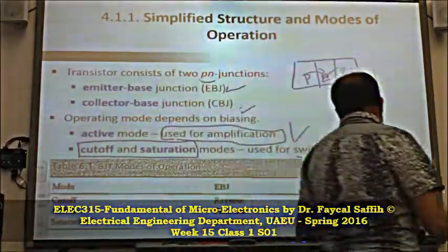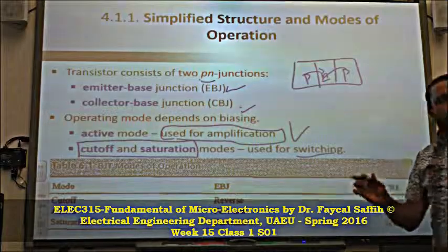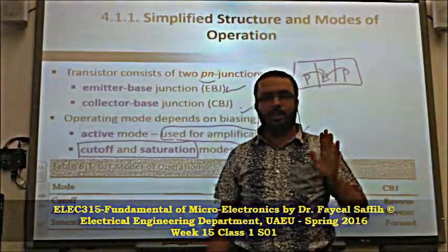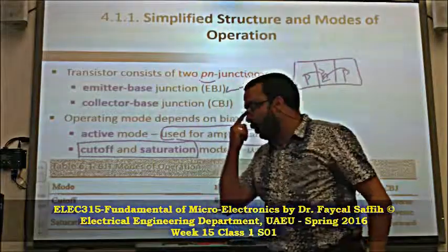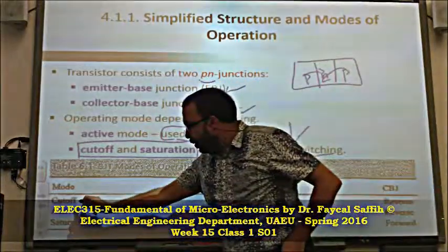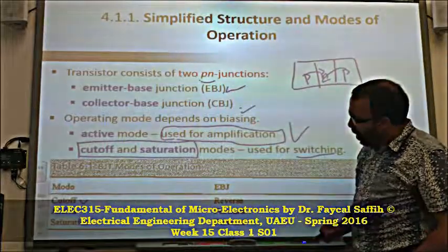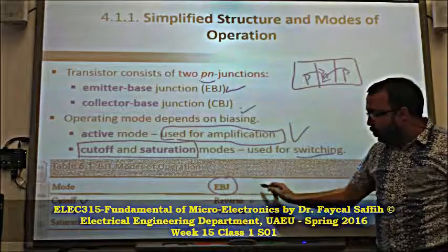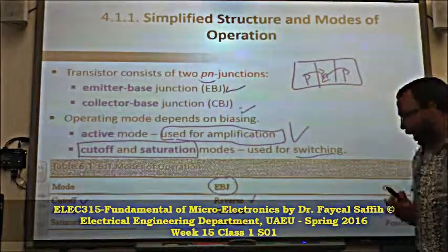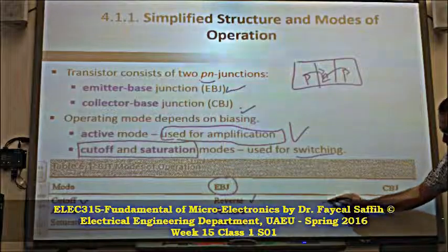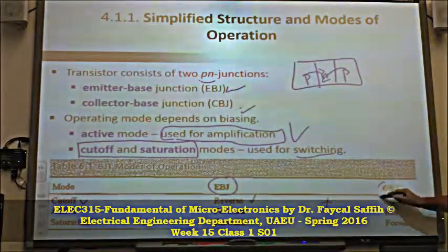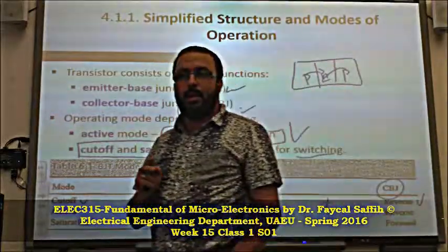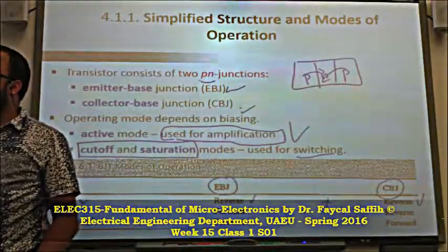These are the conditions. Always, for any region, we have conditions. We have conditions in MOSFET, and now we have conditions for the BJT. Here they are a little bit simpler. For the cutoff mode, the emitter base junction needs to be reverse biased, and the collector base junction needs to be also reverse biased. So when both junctions are reverse biased, we have a cutoff.